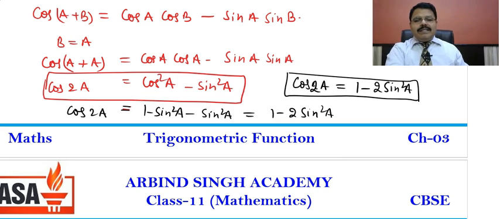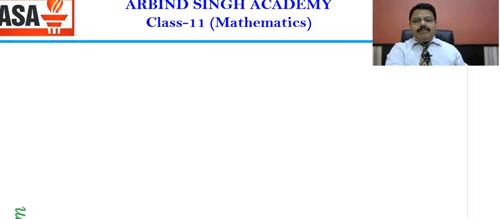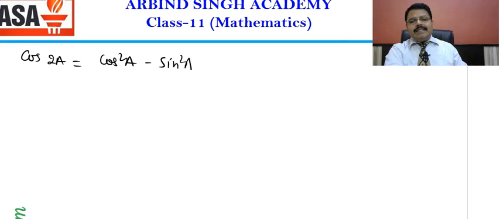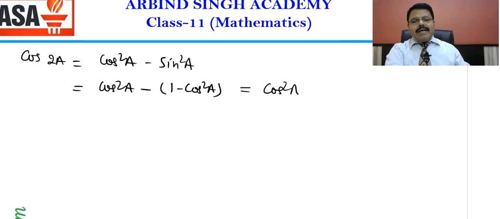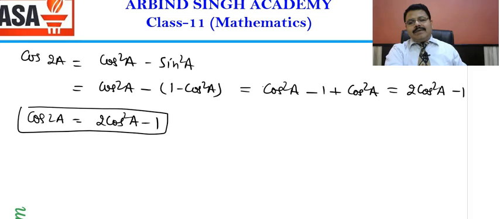Suppose I want to convert this sine in terms of cos, then what will happen? In place of sin square a, you may write 1 minus cos square a. So let me write here again, cos 2a is equal to cos square a minus sin square a. This is the basic formula. We can write cos square a, and in place of sin square a, we may write 1 minus cos square a. So that will come up cos square a minus 1 plus cos square a. Cos square a plus cos square a become 2 cos square a minus 1. So this is another form of cos 2a, 2 cos square a minus 1. So you may write like this as well.